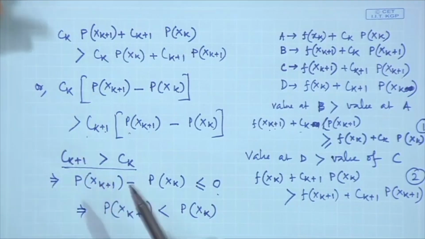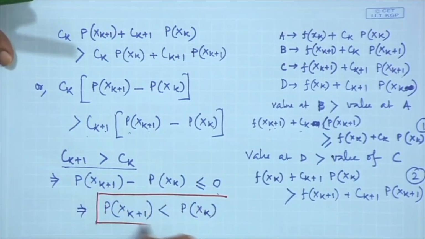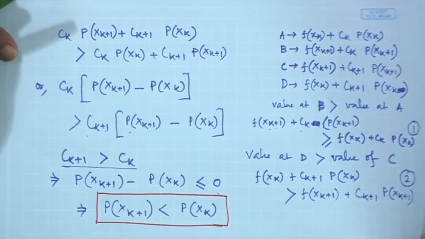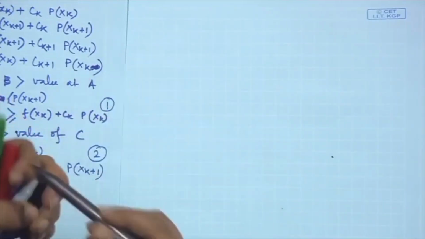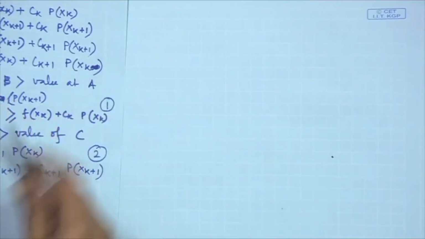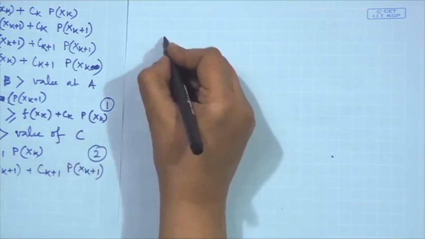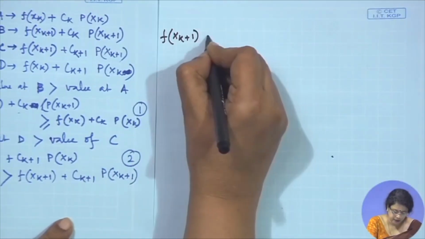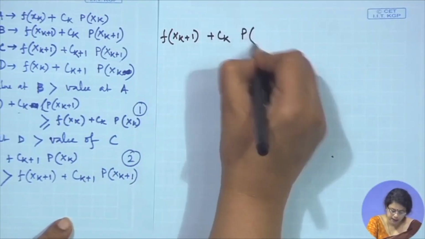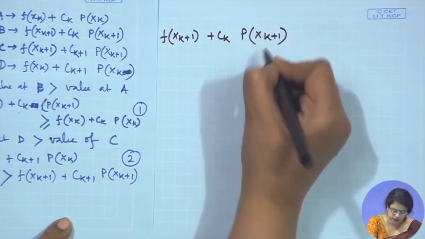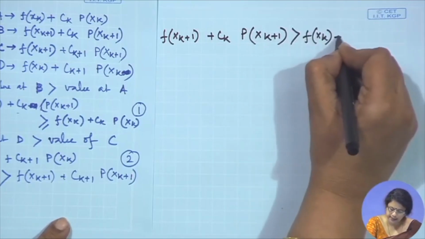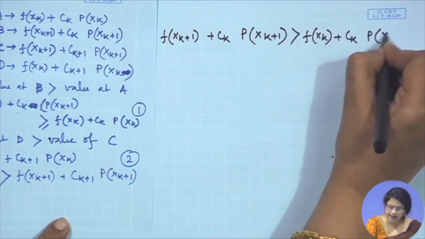All right. That was the first result, now it is the second result for us. Now, let us move to the third result. From 1 we are getting, for having the third result, from 1 we are having f(x_{k+1}) + c_k p(x_{k+1}) greater than f(x_k) + c_k p(x_k).